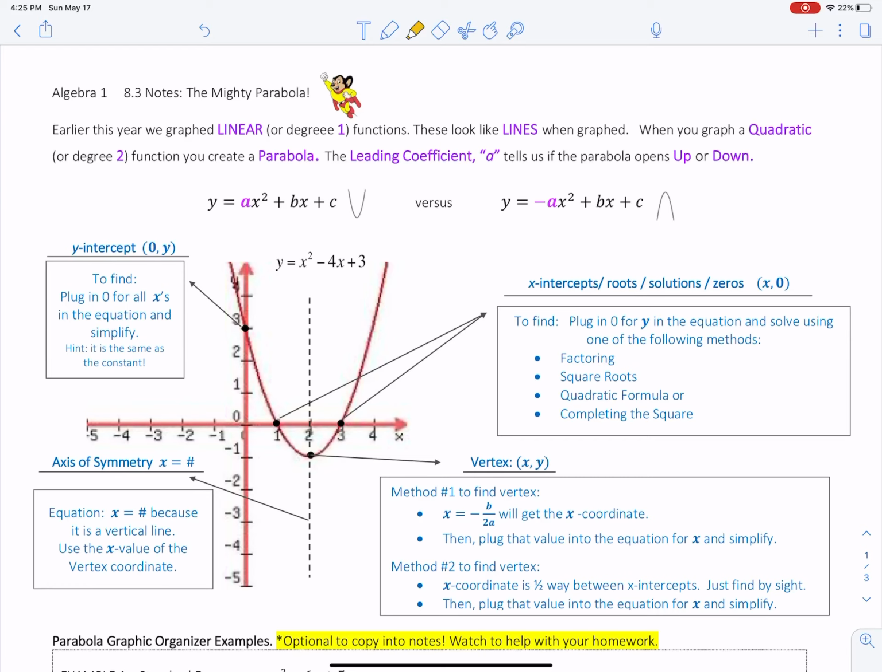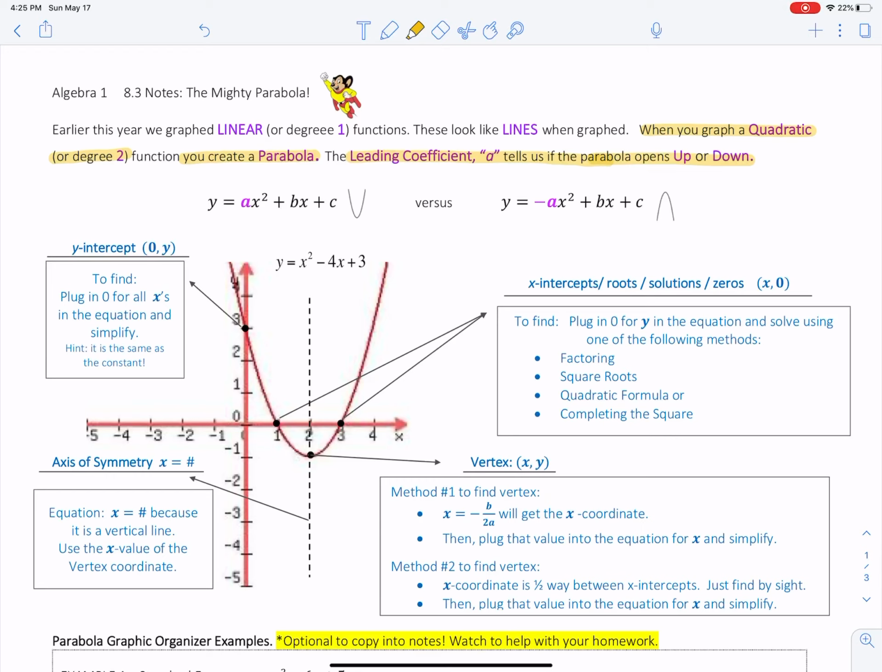Number one is that when you are graphing a quadratic, remember that that's degree number 2, you create a parabola, and that parabola is that U shape that we see. Now, the leading coefficient tells us if the parabola is opening up or down. If it's positive, as we can see here on the first example, it opens up. When there's a negative leading coefficient, it's going to go down.